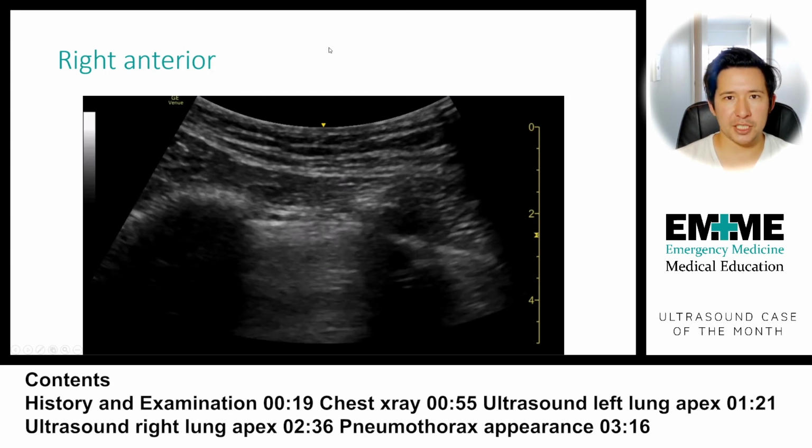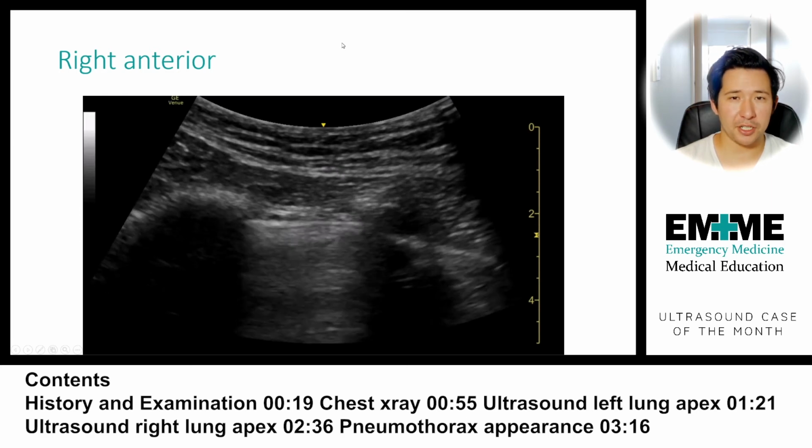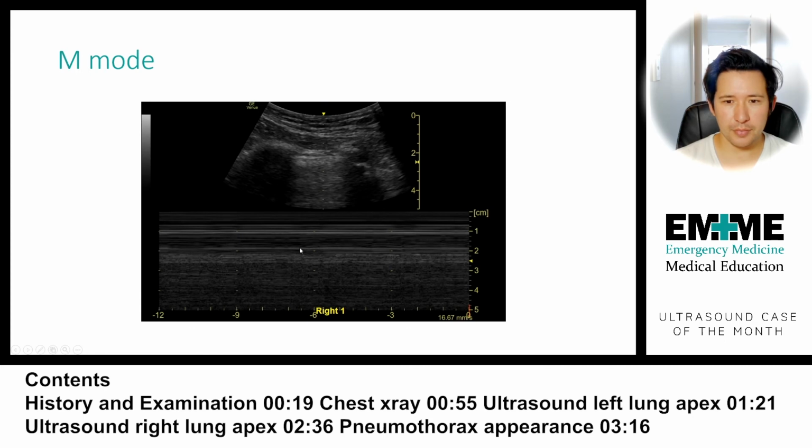And given the patient's upright, the apices where we're looking at the moment would be where you'd expect to see a pneumothorax if there was one, so we can be pretty confident that there isn't one. Again, the M mode on the right was pretty normal.